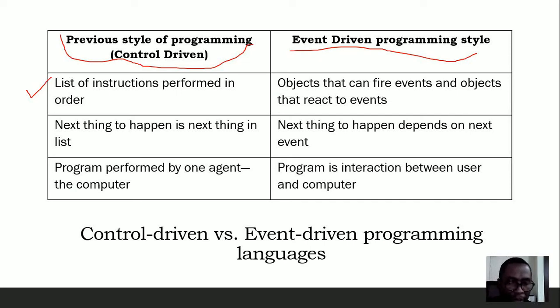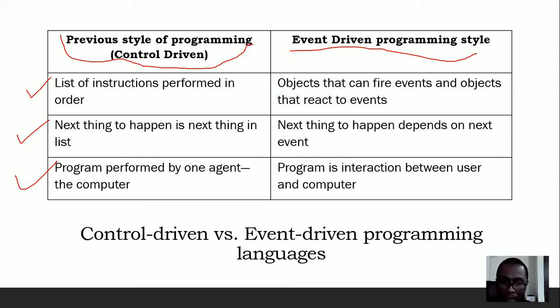Now the next thing to happen is the next thing in the list. This is just a sequential way, and the program is performed by one agent, the computer. And on this other side, we have that the next thing to happen depends on the next event. So you can decide to do this action now, and then you perform another activity here, or you do another event this time around here. So you don't have to go through that sequence. That means that you're not able to execute everything. You just do what you want, and the computer will just perform the actions related to what you requested or what you've really tried to do.